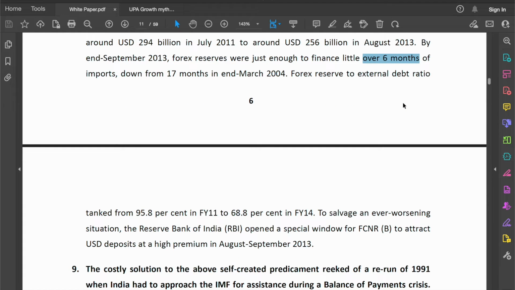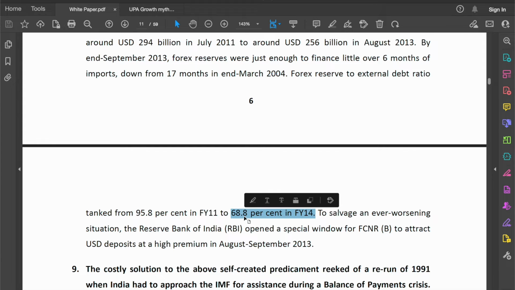The next point, which is again a great point to highlight, is the forex reserves to external debt ratio. This is the kind of ratio one needs to see. Similar to imports, we need foreign exchange reserves to service our debt. So how much of the debt can we service through the current reserves? That is an indirect way of explaining this particular ratio.